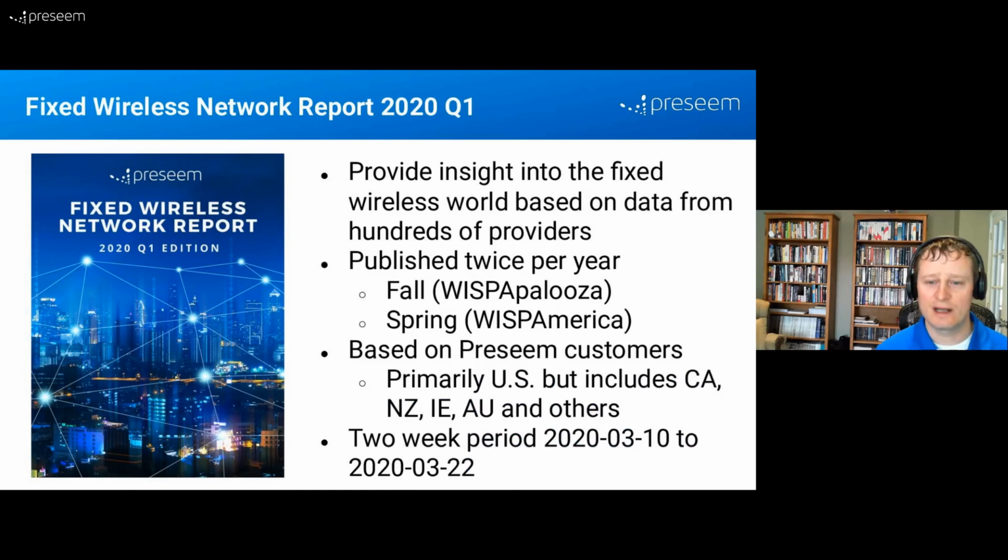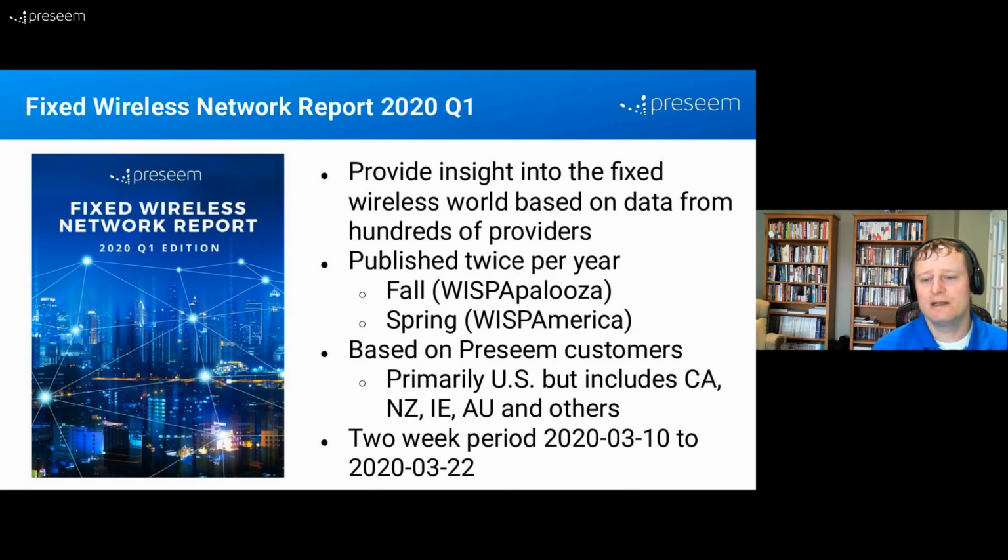And because of that, we collect a lot of metrics, probably about 10 billion metrics a day. Last time I looked at it, it's a very large number. Creates a lot of data to analyze. But it does give us, I think, a relatively unique view into the fixed wireless space.